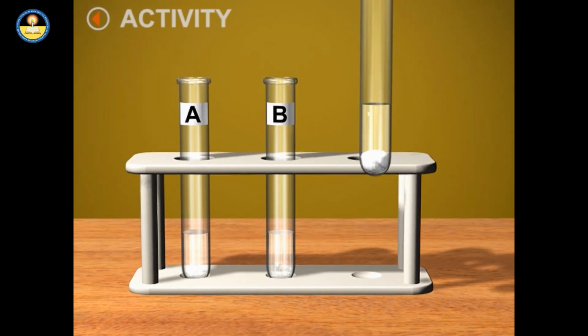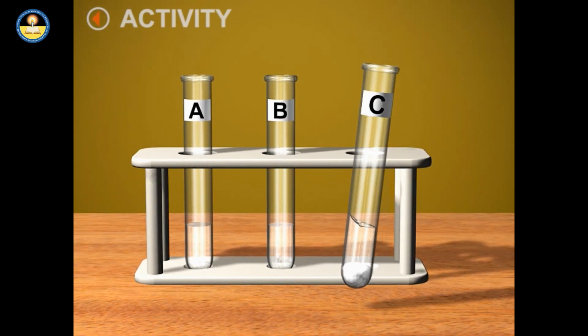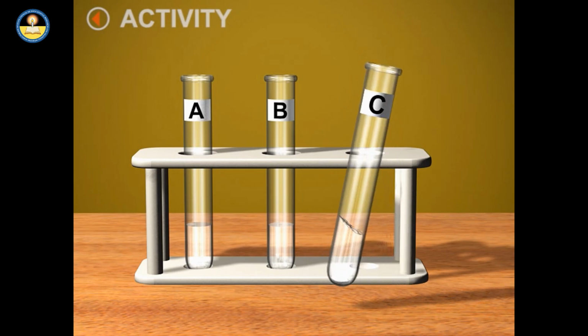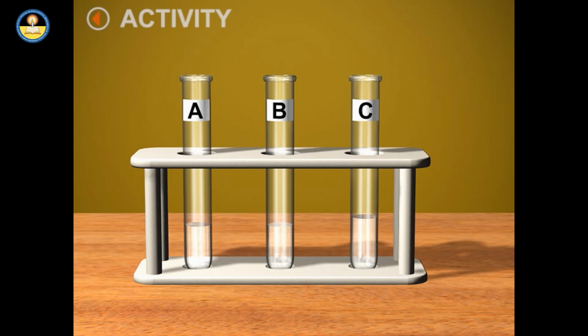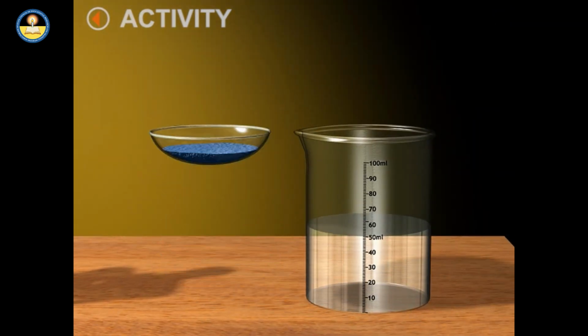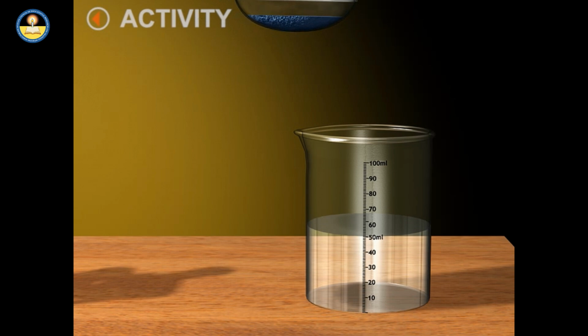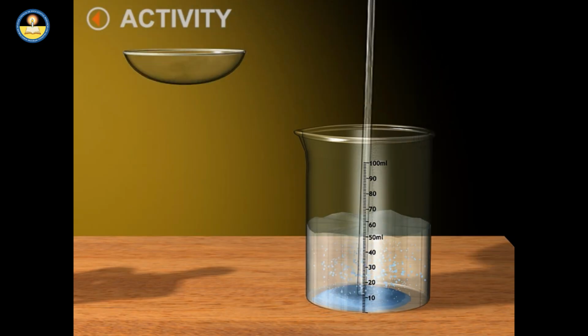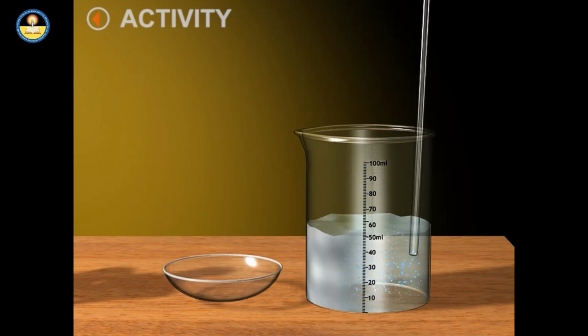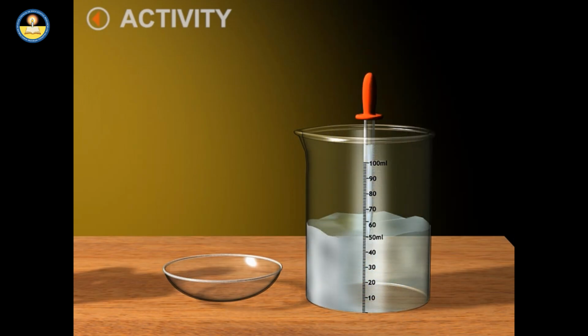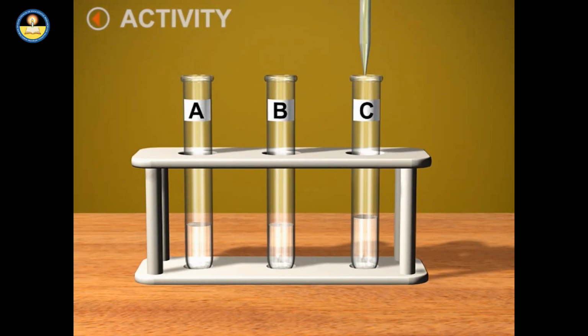Stir the contents of tube C well so that calcium hydrogen carbonate completely dissolves in water. In a glass beaker, take about 50 ml of tap water and dissolve about 5 grams of soap in it with constant stirring. Add 5 milliliters of this soap solution to all the 3 test tubes.